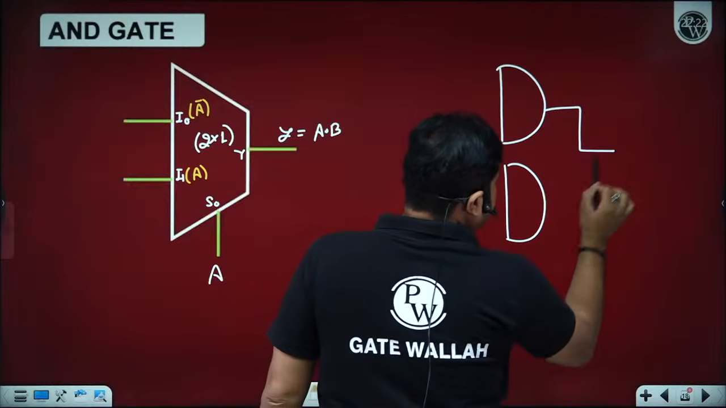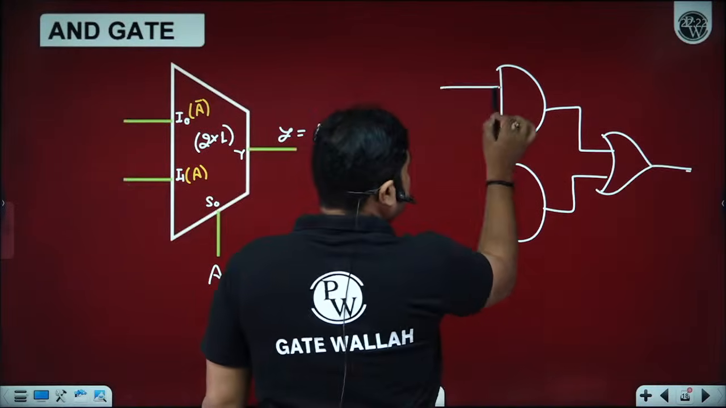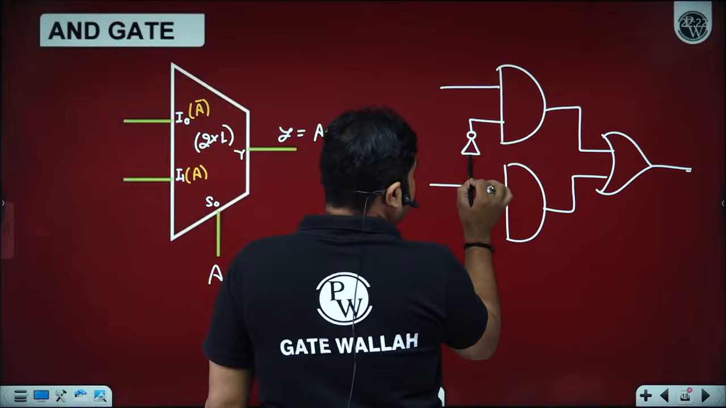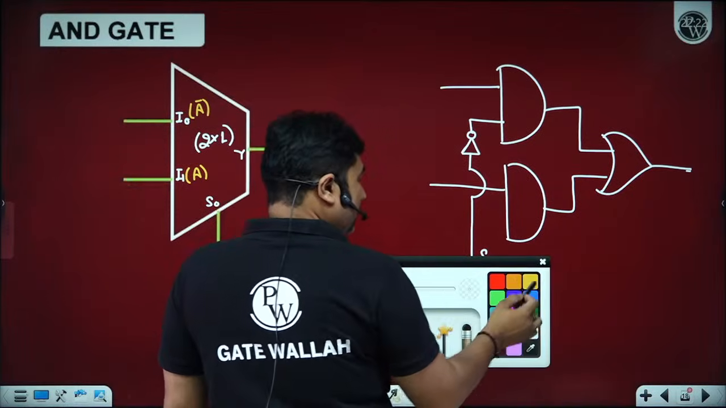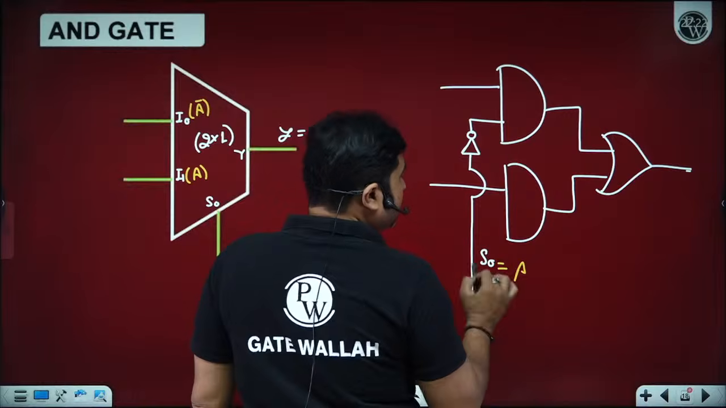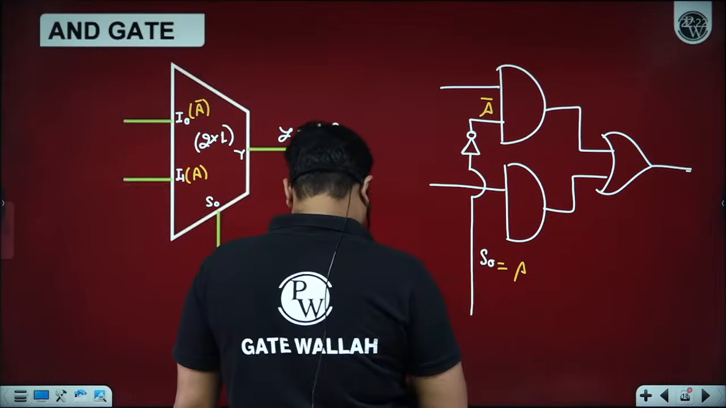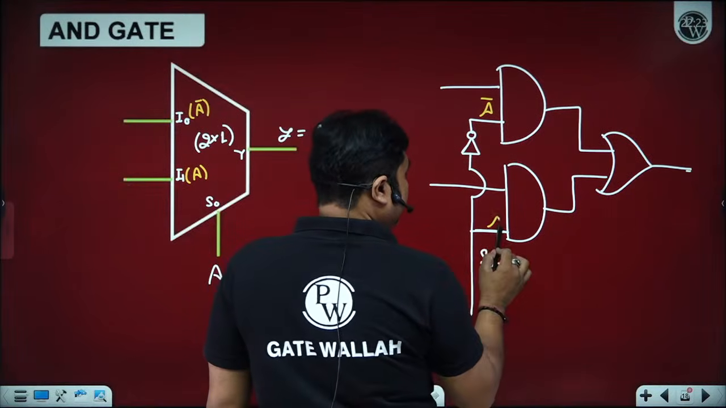If you are unable to recall, please observe what is inside the circuit of the multiplexer. Basically, this is the circuit inside the box, whenever I see the box. So whatever we apply onto the select line, we are getting a bar and a. How many of you are able to understand? We are getting a bar and a.